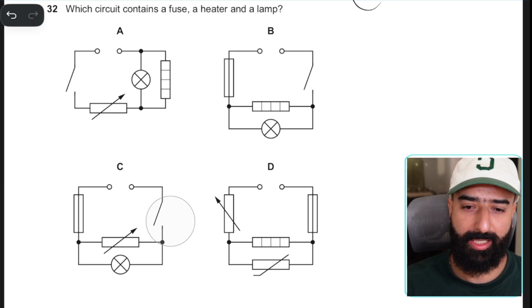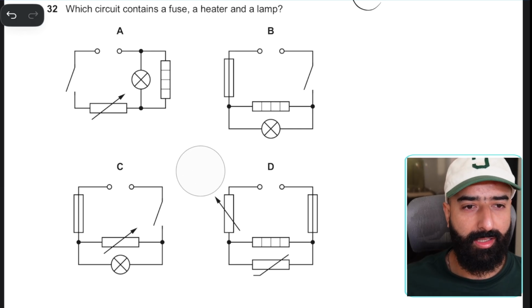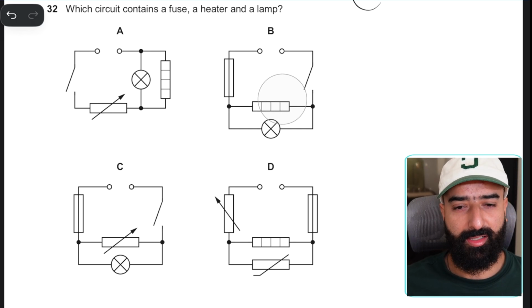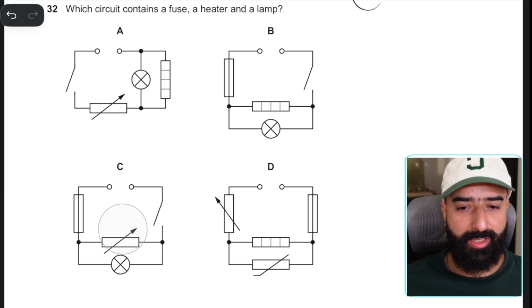Heater. So where do we have a heater? This is a heater, right? What's this? This is a variable resistor. So let's go with B.